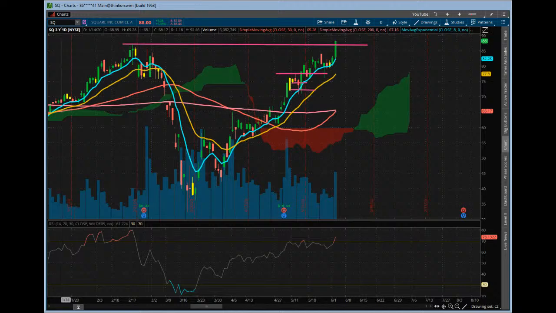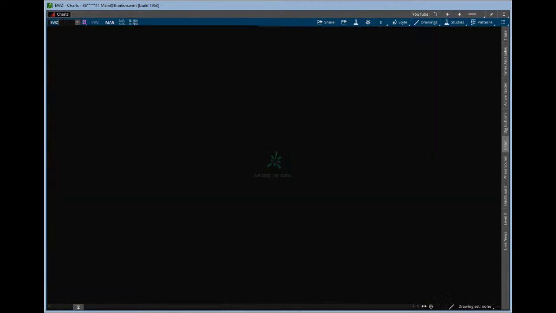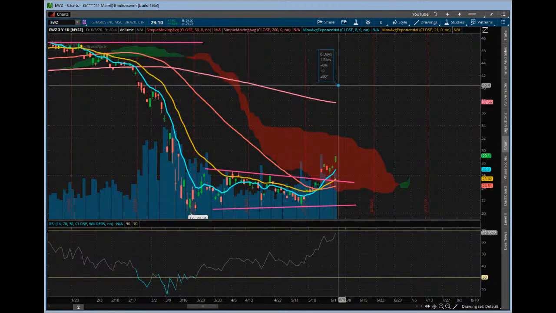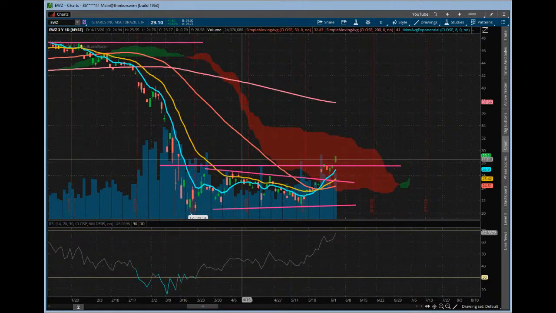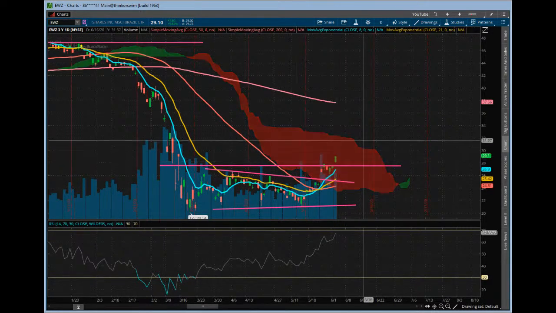And EWZ. Yep, so the EWZ's been doing pretty interesting right here. So Brazil, maybe they're getting some more recoveries going on. They've been stricken pretty hard by Corona. It's getting out of this range right here. Good volume, breaking out of these levels, kind of working its way up in the cloud.